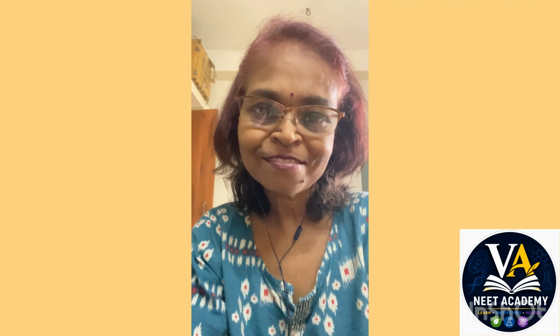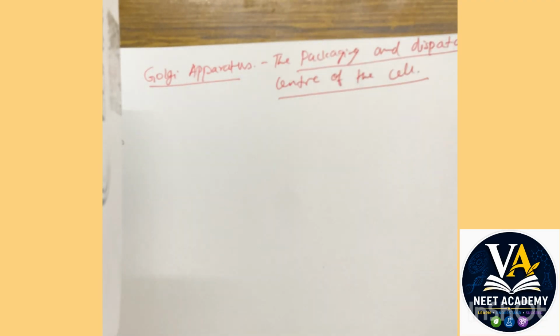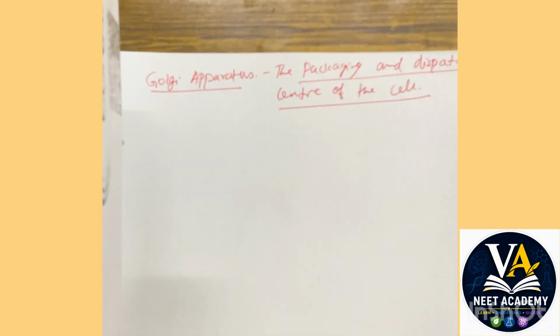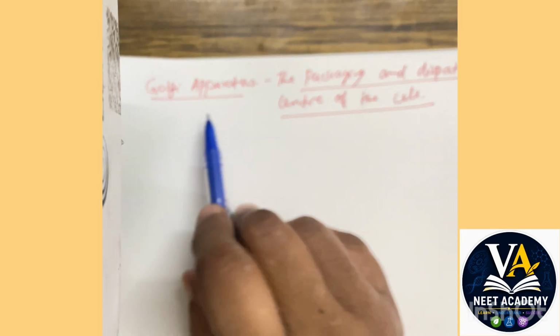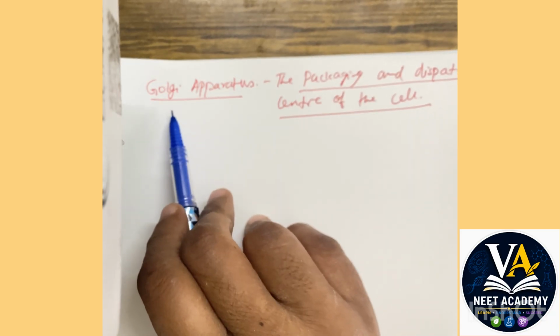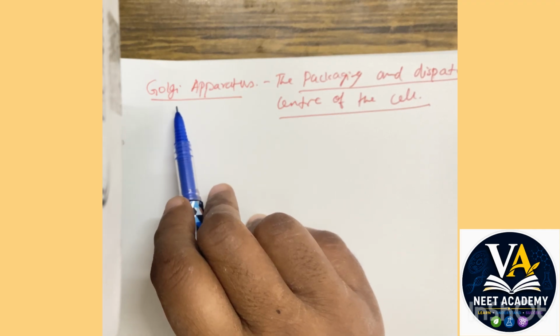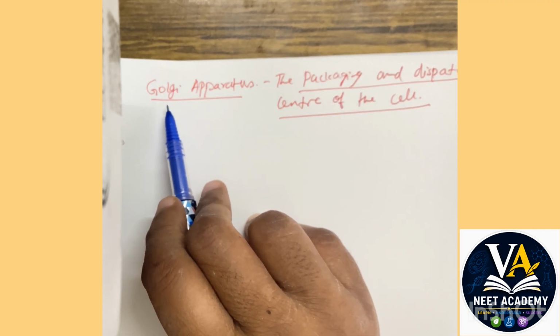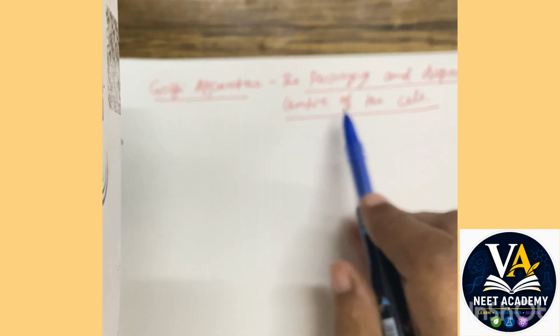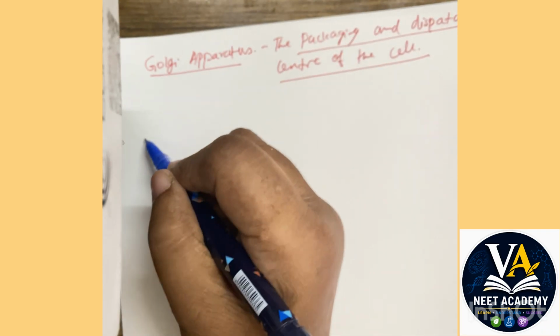Hello students, welcome back to VA NEET Academy and let's get started with our class. So today's class is about Golgi, the right pronunciation is Golgi. Okay, some pronounce it one way, some say it another way. Actually it is Golgi apparatus, the packaging and dispatch center of the cell. So we will look in detail about the Golgi apparatus in today's class. Okay, so let's see the definition first.